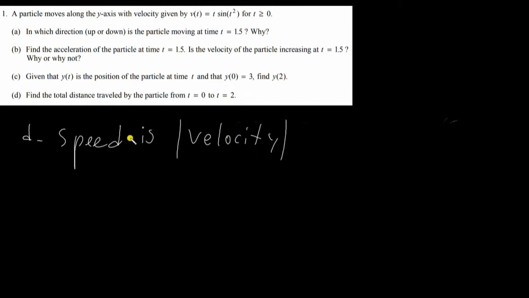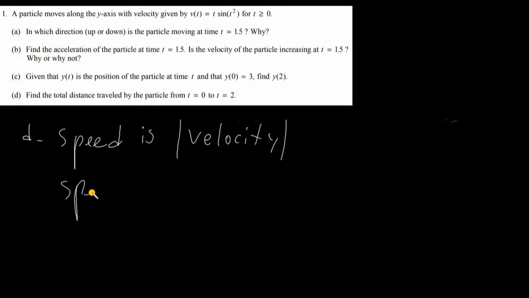Okay, so part D. Find the total distance the particle travels from time t equals 0 to time t equals 2. Okay, so now the word distance signifies that we're talking about speed, not velocity. So the key thing to understand here is that speed is the absolute value of velocity. So velocity can be negative, but speed can never be negative. So I can write the function of speed as the absolute value of the velocity function.